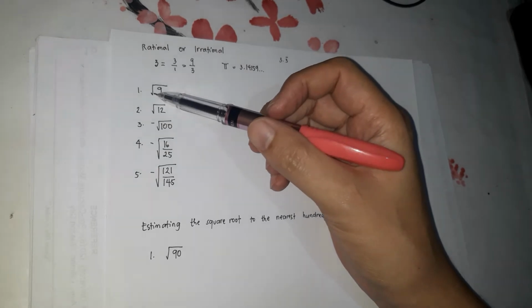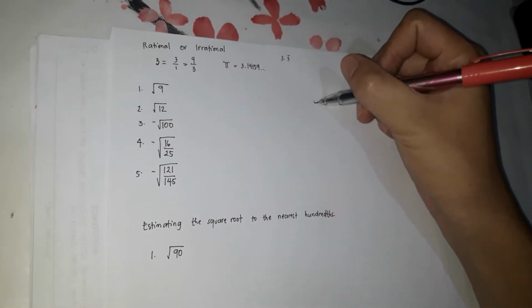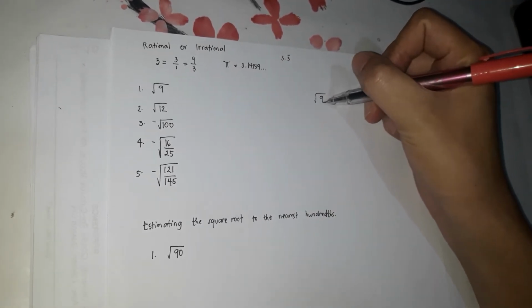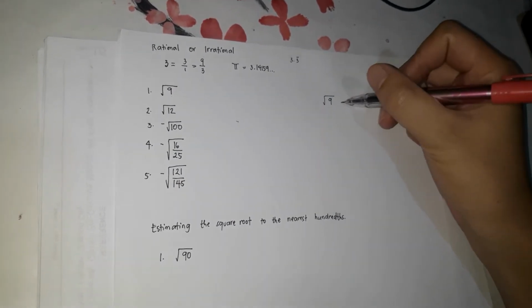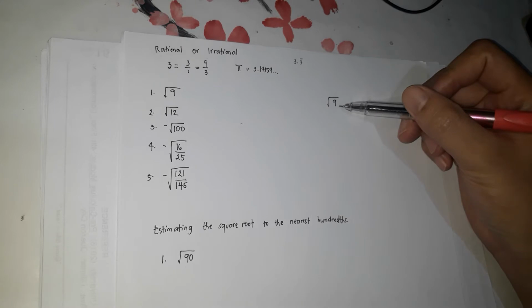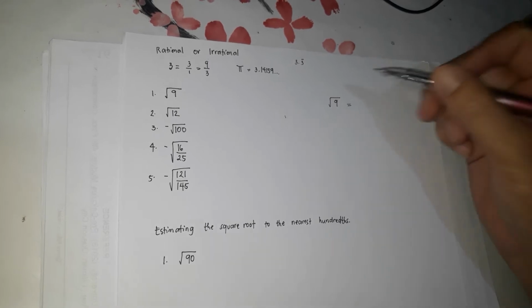So, first one is square root of 9. This is the radical sign, and the radicand is the number inside the radical. So 9 is the radicand. So to answer this one, the square root is, in layman's term, anong number kapag i-times mo sa sarili niya? The answer is 3.